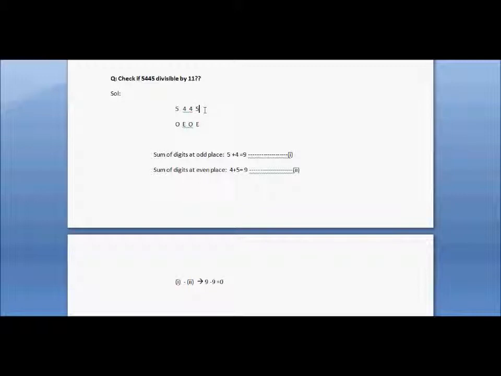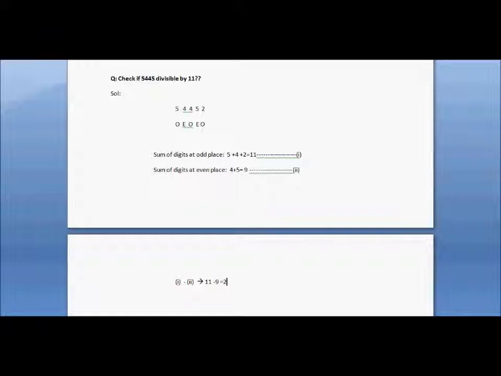If we increase the number of digits, let's say we put 2, this 2 is at the odd place, right? So we'll add it here and we'll get what, 11, right? And now here we get 11 minus 2, 2.